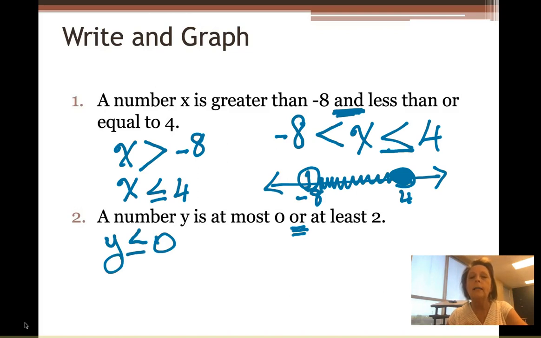Or at least 2. So 2 is my bottom number. So y has to be everything that's greater than or equal to that. So y is greater than or equal to 2, and that is an OR.